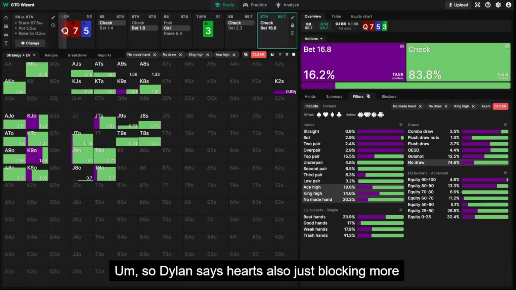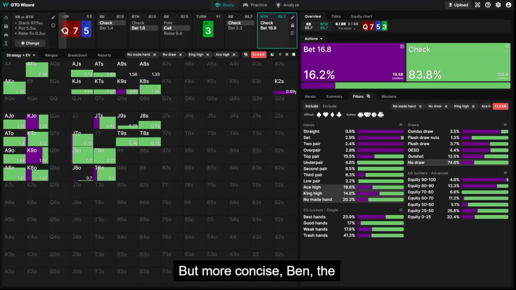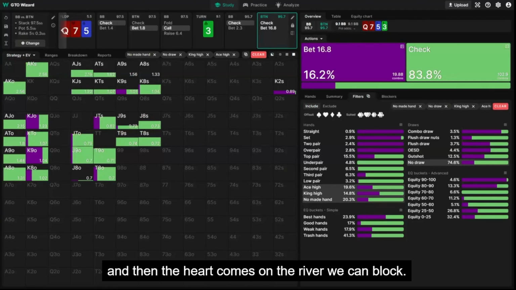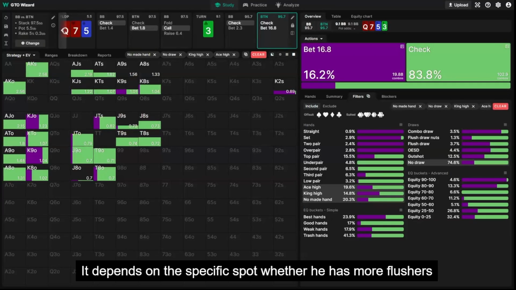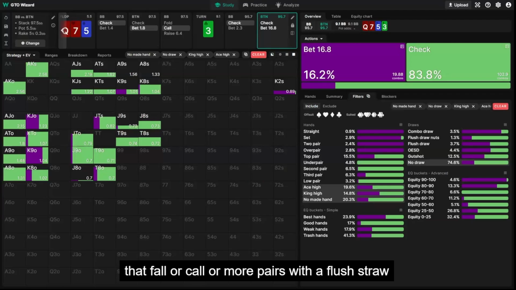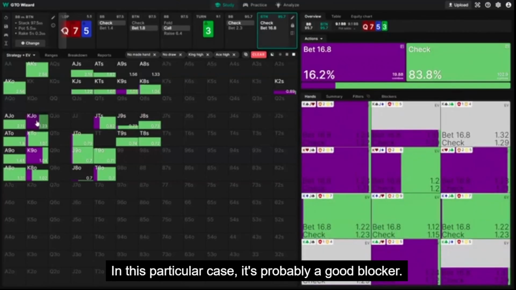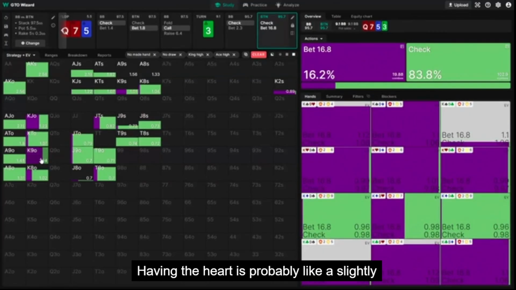So Dylan says hearts also just blocking more of the villain's continues. Basically what I just said, but more concise. Ben says, the solver doesn't bluff the hearts on the turn so that it can bluff the river. Having the hearts is just good on the turn, and then if the heart comes on the river, we can bluff. Amazing. I would argue the opposite. You don't want a heart because you want him to have more heart draws that have to fold, in my opinion. And in some spots, that is actually true. It depends on the specific spot, whether he has more flush draws that fold or call, or more pairs with a flush draw, or more ace highs with a flush draw. In this particular case, it's probably a good blocker. Having the heart is probably a slightly better blocker than not.